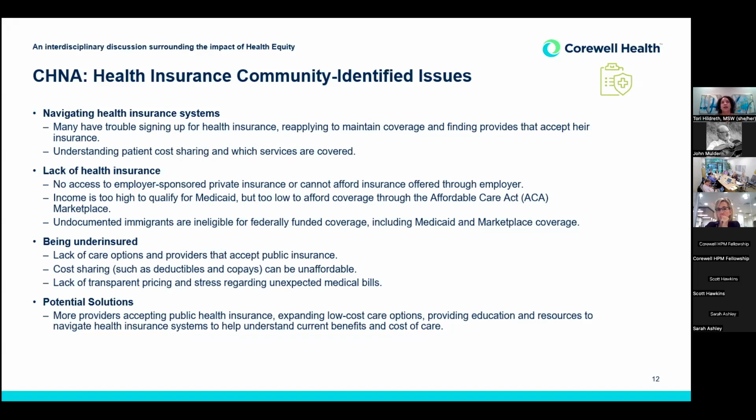It takes a lot to read through this PowerPoint, to read through the 164 pages of data, and this is only captured in our county. Imagine what our state is doing, imagine what our nation and what the world is impacted by these concerns. Thinking again of potential solutions over this next year: providers may start to accept public health insurance, expanding low-cost options, providing education and even resources on different health insurances, so that patients and their families know their current benefits and cost of care.